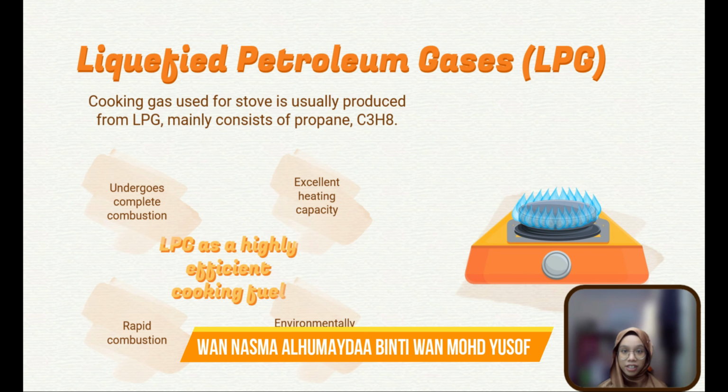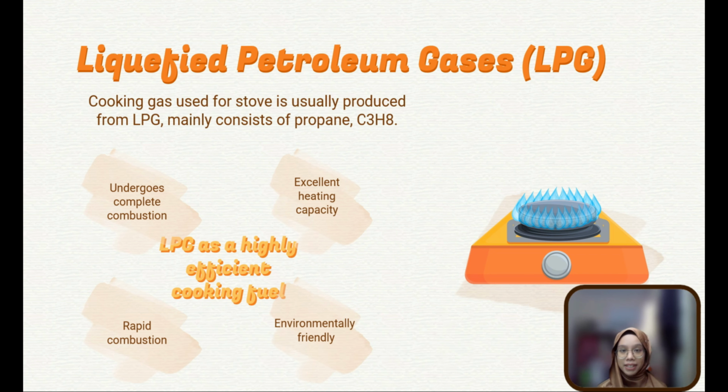As its name suggests, a gas stove uses certain gases that are combusted to create a flame. We have compressed natural gas CNG, liquefied natural gas LNG, and liquefied petroleum gas LPG. However, in Malaysia, our cooking gas is usually LPG, which mainly consists of propane. LPG is the most widely used due to its advantages as a highly efficient cooking fuel. It undergoes complete combustion, undergoes rapid combustion, has an excellent heating capacity, and is environmentally friendly.